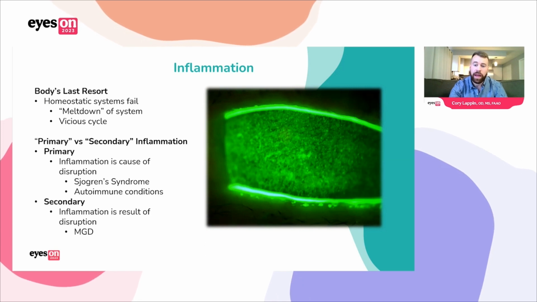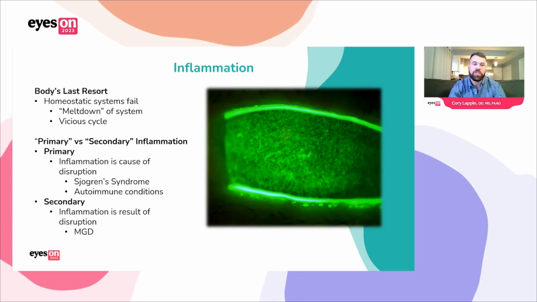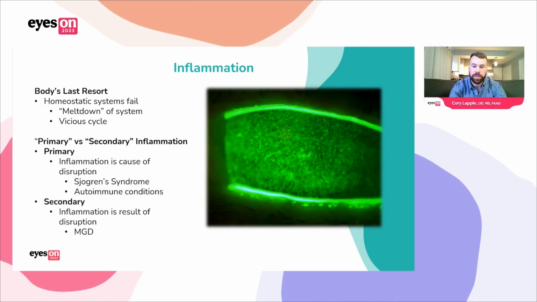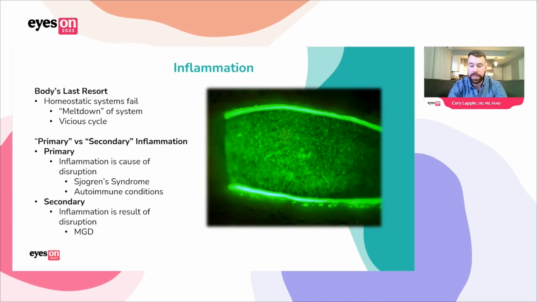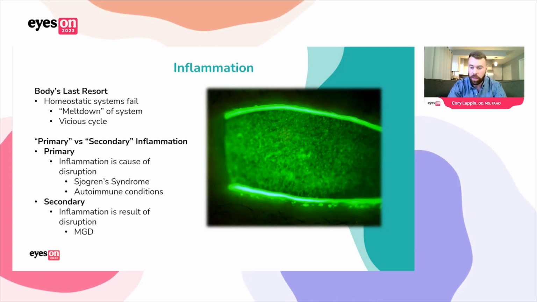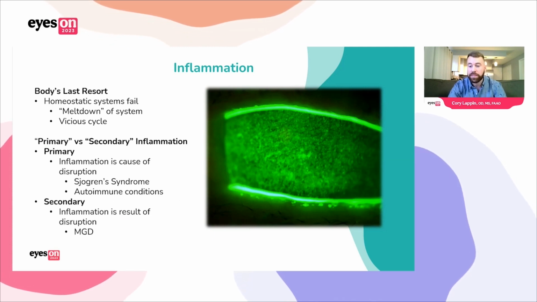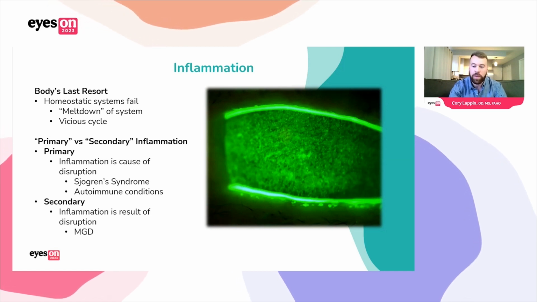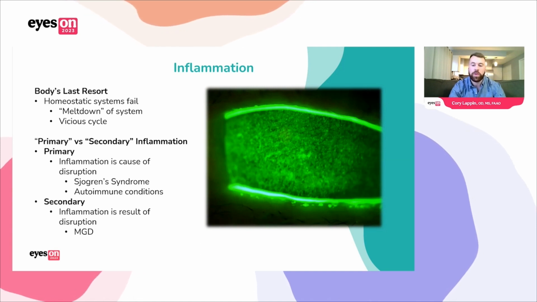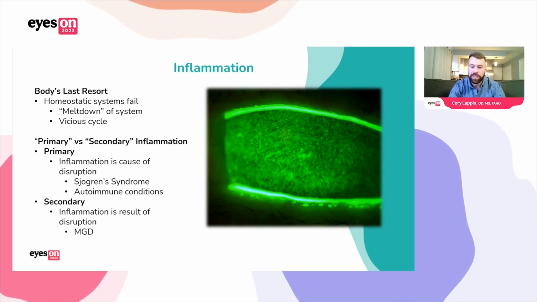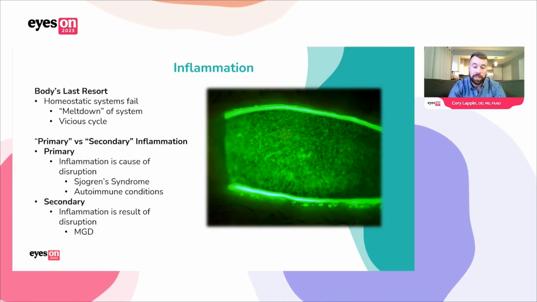In the context of dry eye, Dr. Epstein and I always like to think of inflammation in terms of primary and secondary inflammation. So in cases of primary inflammation, such as Sjogren's syndrome and autoimmune disease, inflammation is the root cause of the loss of homeostasis, whereas in cases of secondary inflammation, such as MGD, inflammation is the result of the loss of homeostasis. And the reason why we make this distinction is because it's helpful for determining the appropriate treatment. Because if you use an anti-inflammatory, like a topical steroid, to treat secondary inflammation, you're really just masking a symptom of the problem and not treating the problem itself.